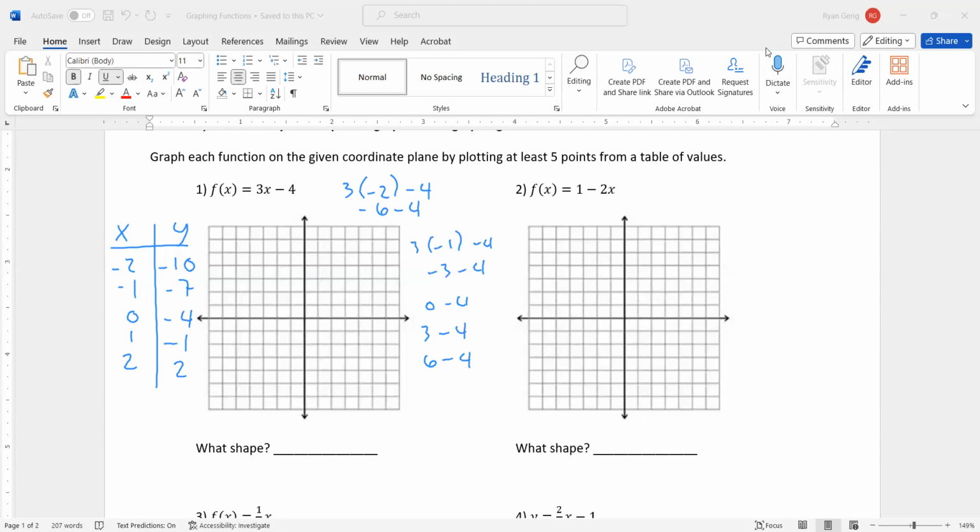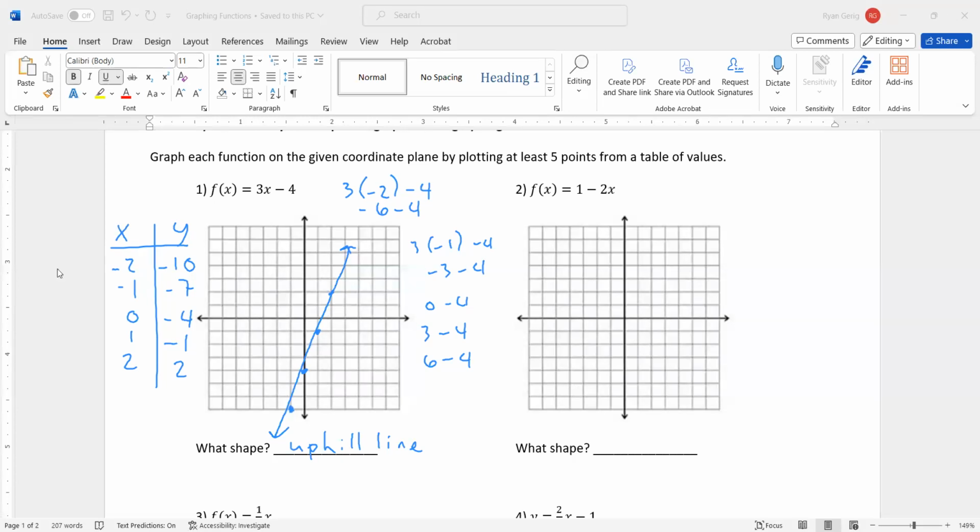-2, -10 doesn't fit. -1, -7 barely fits. 0, -4. 1, -1. And 2, 2. If I connect those, you see I've got a line. And it's an uphill line. So I'm going to write that uphill line. As it goes left to right, it's going up. That's going to come into play later on in this lesson.